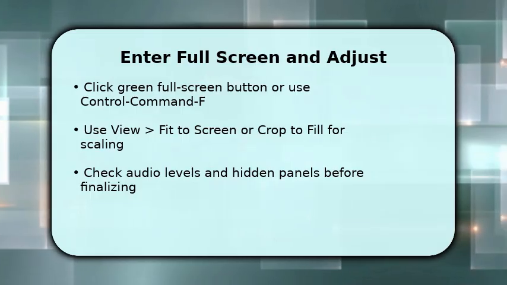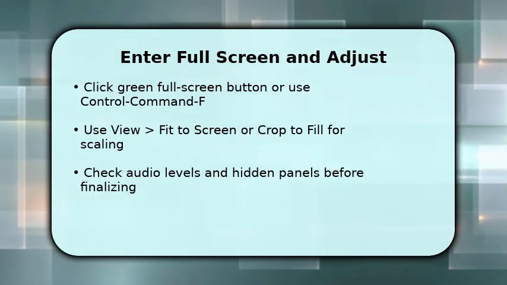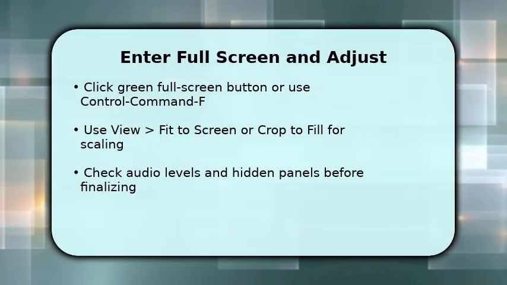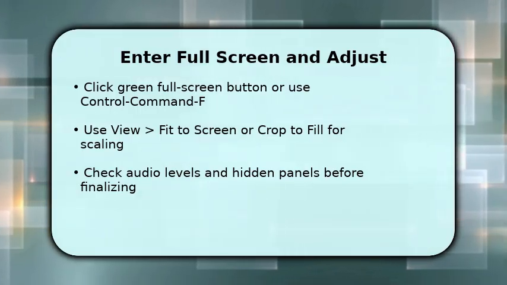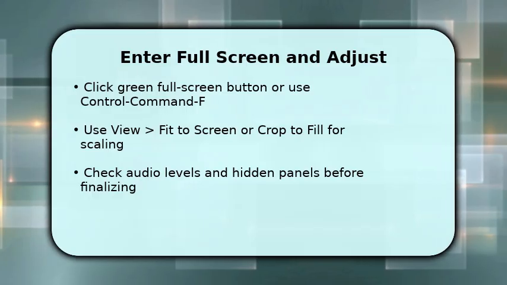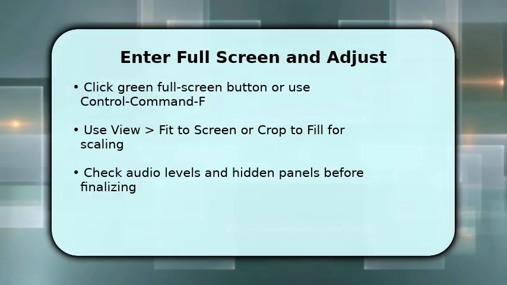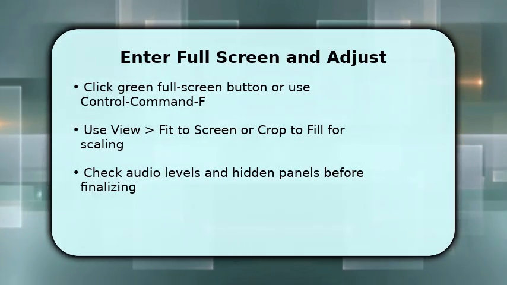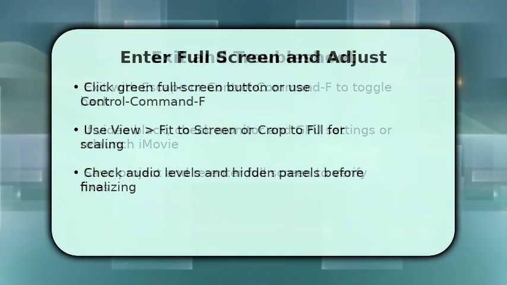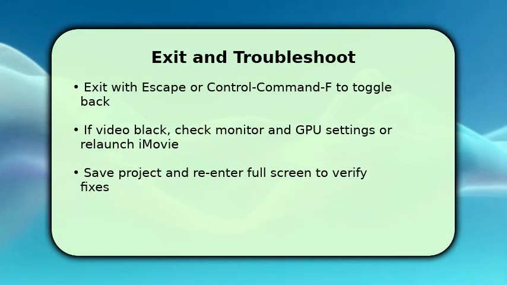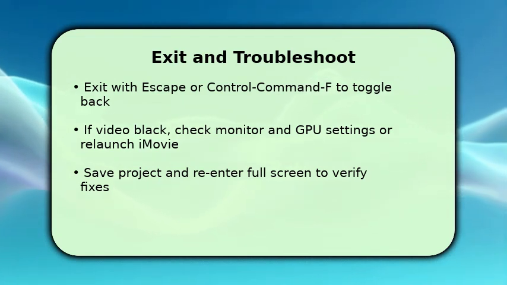Make sure audio meters are visible so you can hear levels. If panels hide, press Command-Option-P to show or hide. You can scrub the timeline while in full screen to preview edits, and ensure transitions and titles look correct before you finish. To finish, exit full screen with Escape or press Ctrl-Command-F again, then save your project to lock changes.